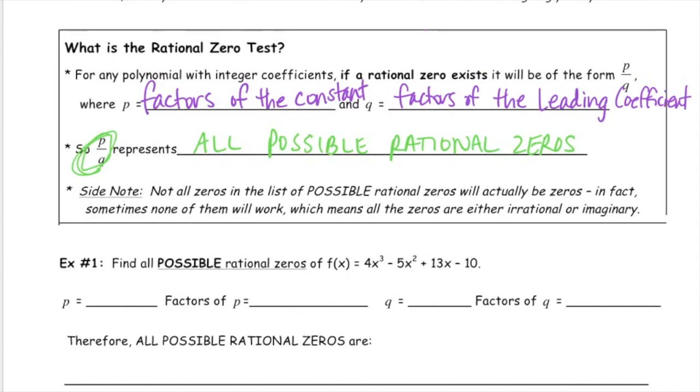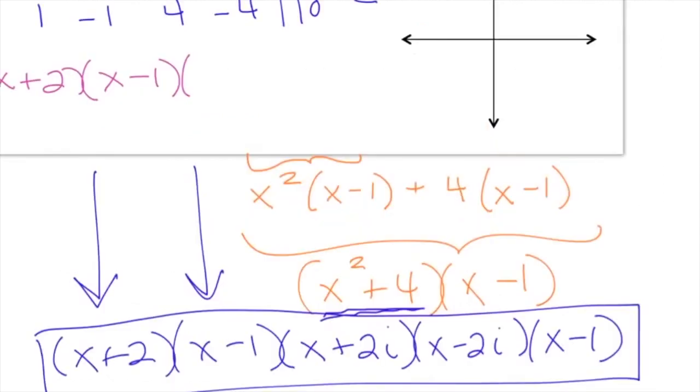Side note, not all zeros were in the list of possibles. So our zeros are, again, -2, 1, which is over here as well, so it was a double root. So let's put those on there. We've got -2, which is right here, and then we've got 1, which is a double root. And what do we look at to see where we start? Well, we look at the very beginning.